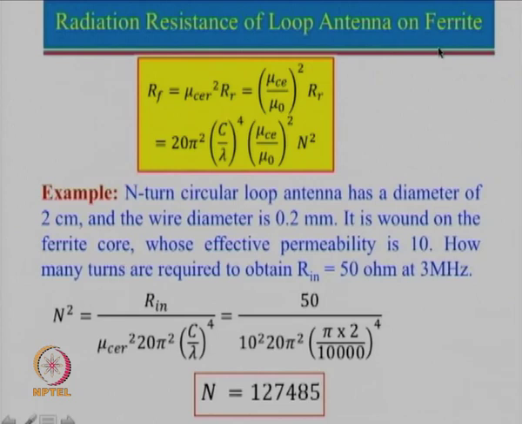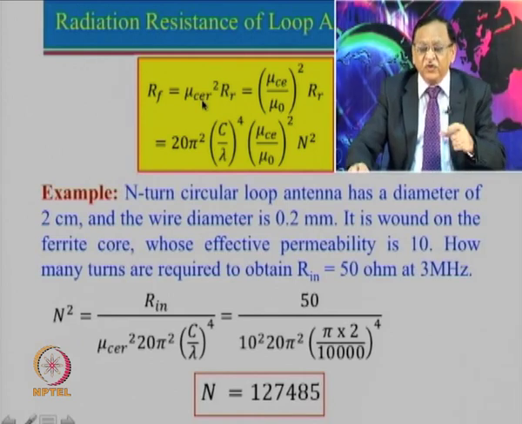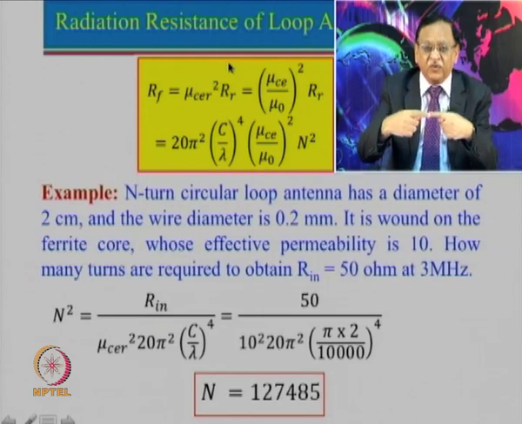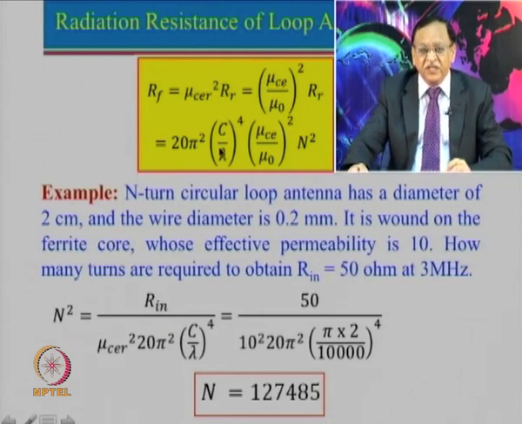A practical example is the AM radio receiver, which generally uses a loop antenna wrapped around a ferrite core. If it is wrapped around a ferrite core, then the actual radiation resistance will increase by a factor of mu square, and here it is used as an effective mu, because some air might come into the picture in between when you put a loop antenna around a ferrite core. Okay. So this is the expression to be used.